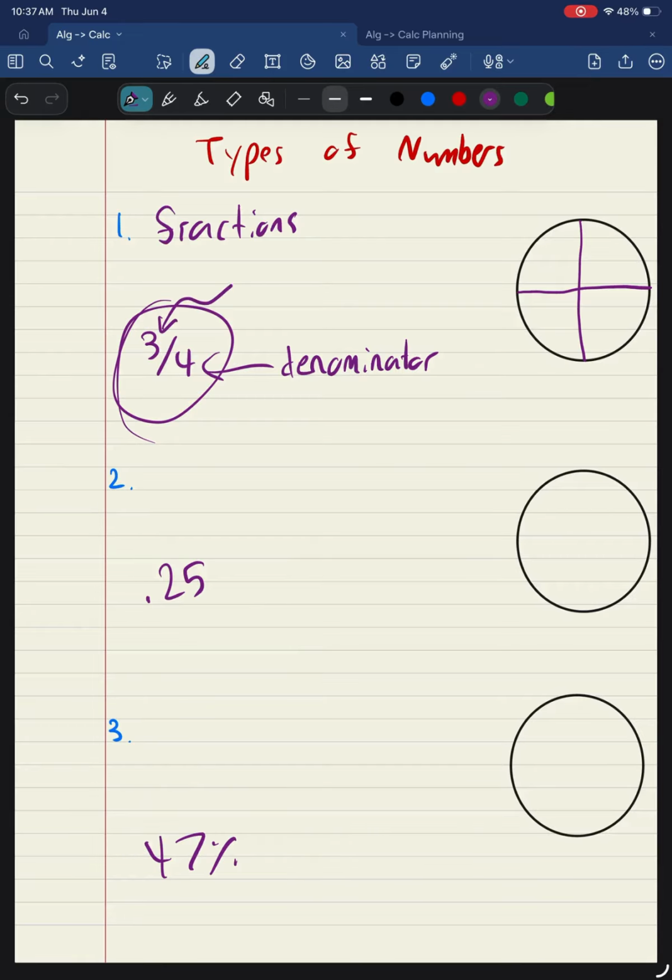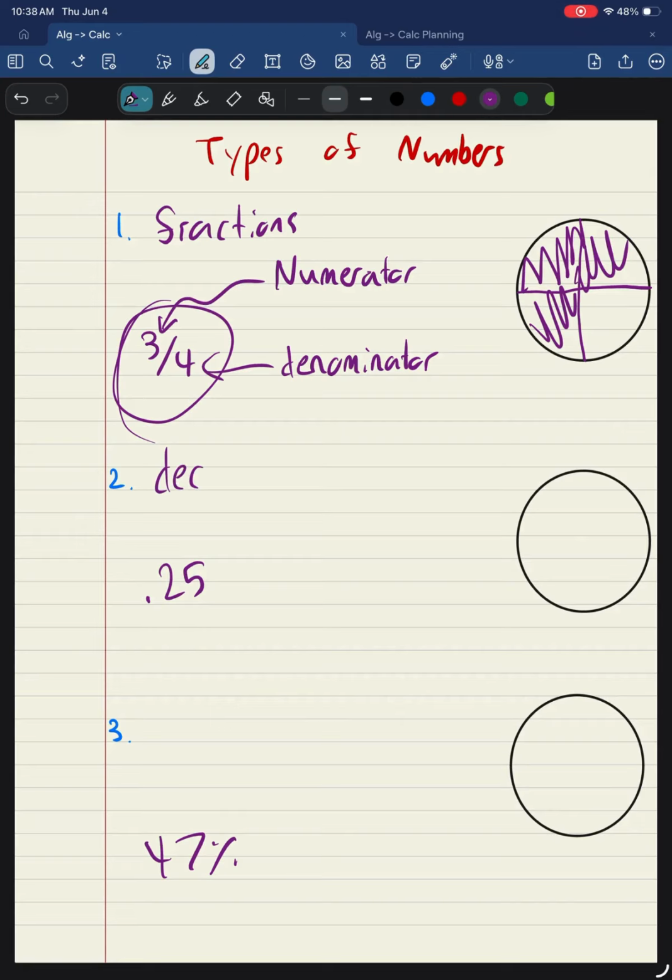And then the top number on the fraction is called the numerator. I cannot spell. So going back to our pie chart here, we have 4 different subsections, and we're shading in 3 of them. Because it's 3 out of 4. 3 out of 4 of the whole, so there's 3 out of the 4 different sections that are shaded.